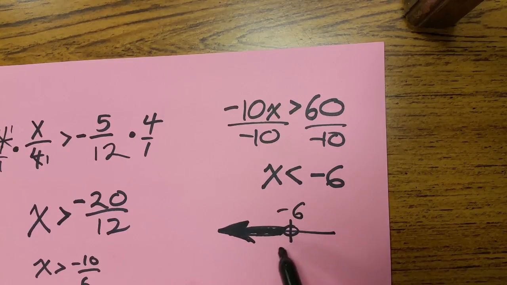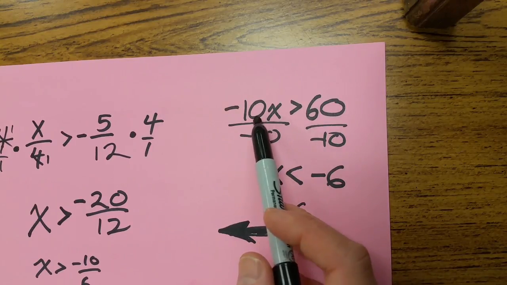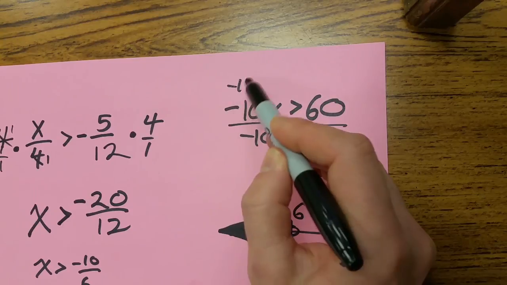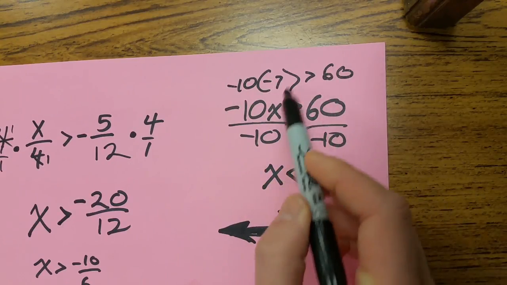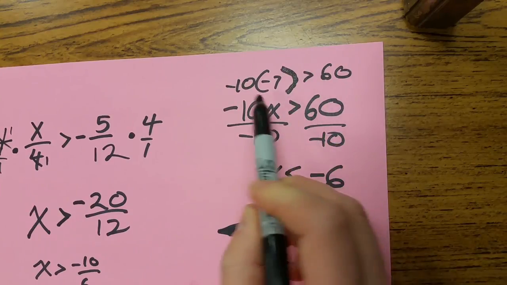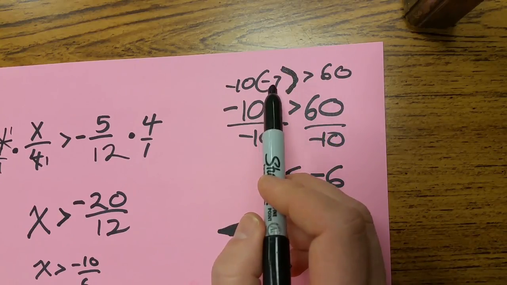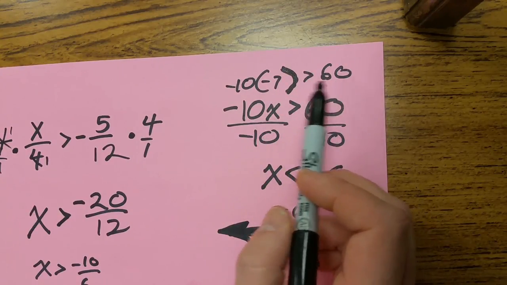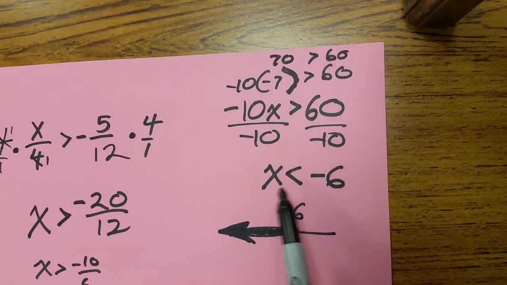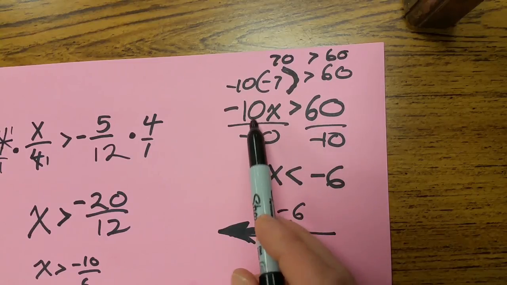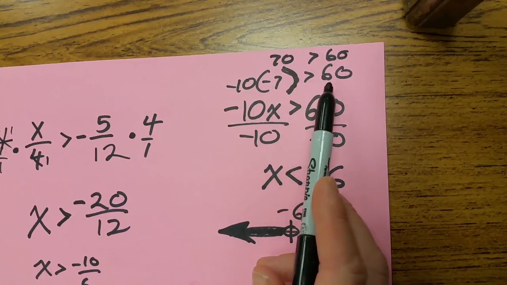Now, does this make sense? Let's pick a number less than negative 6. Let's try negative 7. Put it back in the top. Negative 10 times negative 7 needs to be greater than 60. Let's see. Negative 10 times negative 7 is 70. 70 is greater than 60. So it works. As long as you pick a number that's smaller than negative 6, after you multiply by negative 10, it's going to be greater than 60.